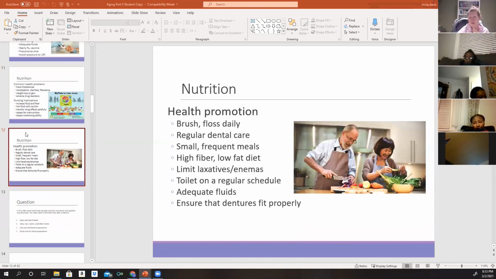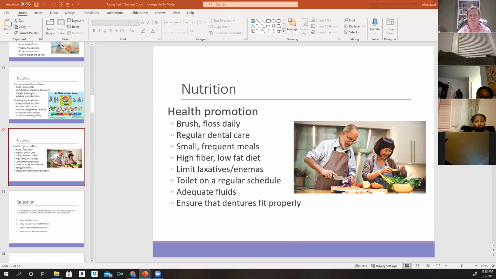So what can we do? What kind of recommendations can we make? We want to encourage our patients to brush and floss daily. Keeping their mouth fresh will help them to be able to have good taste, increase their taste somewhat. We want to make sure they're having regular dental care, make sure that they don't have any cavities, make sure they don't have any pain when they're eating, they don't have any missing teeth. If their dentures are broken or if they just need dentures, they can have that all taken care of at the dentist office, and that can help with eating.